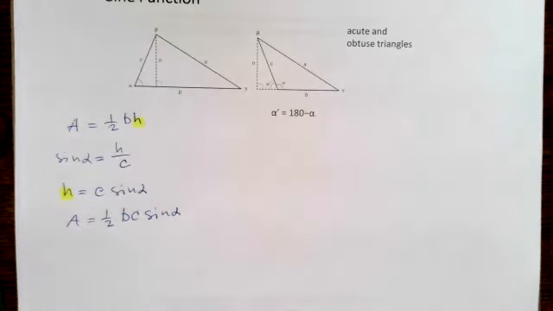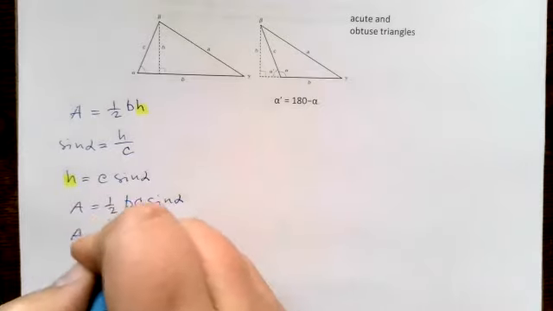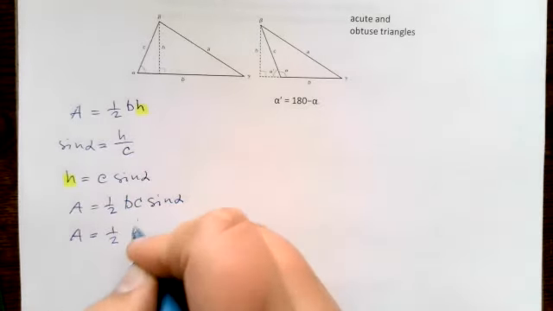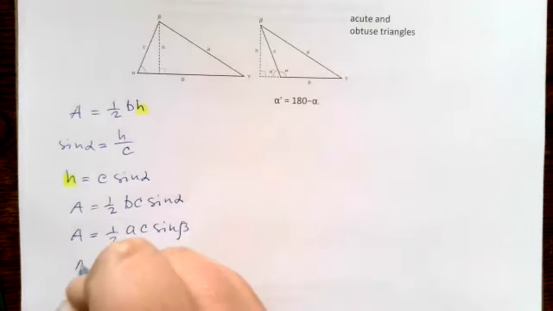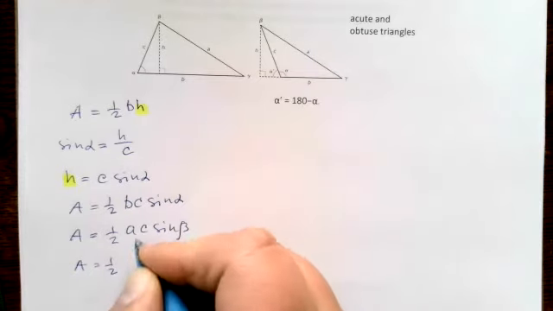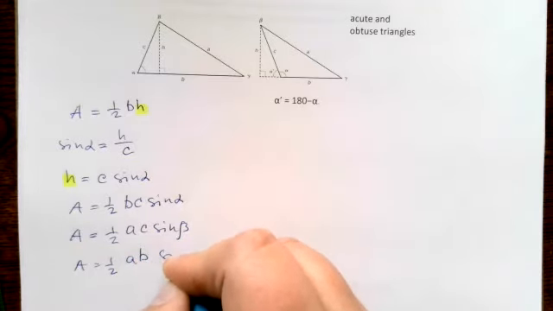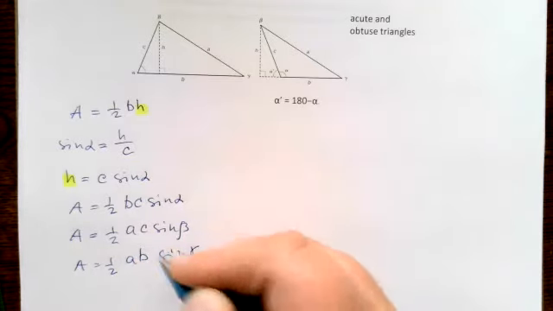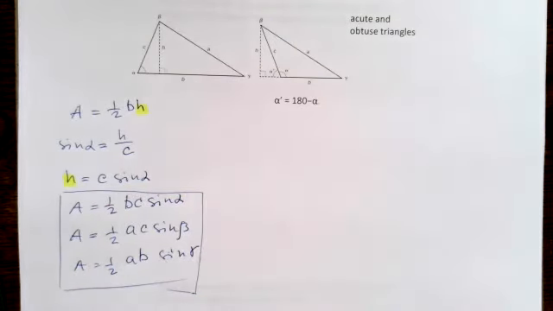And we can use that same process to figure out that A is also 1/2 a times c times sine beta, or it's 1/2 ab times sine gamma. So we could use these formulas to find the area of the triangle if we know one of the angles and the other two sides.